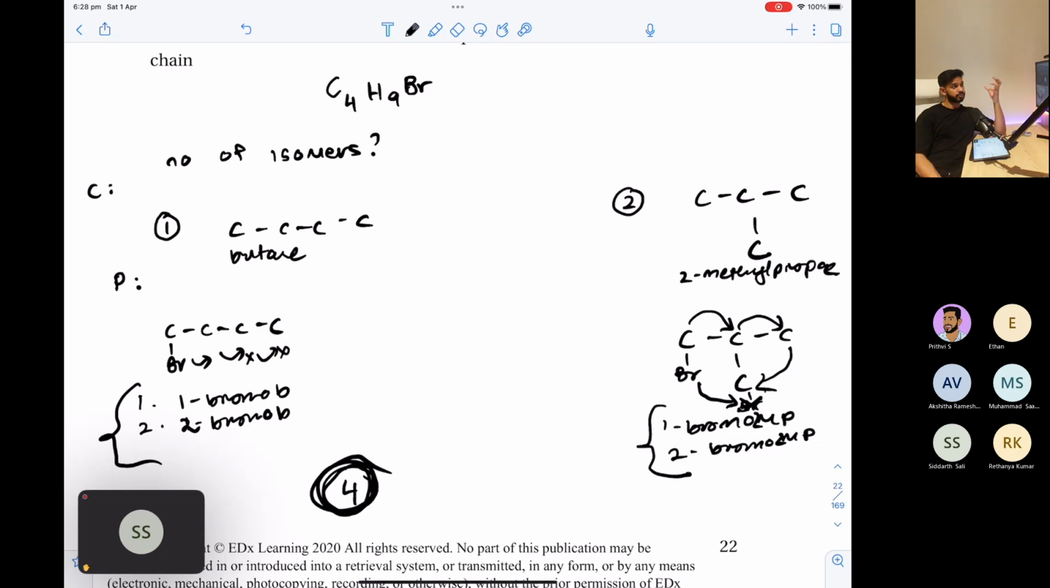So whenever a question just asks you for the number of isomers, what they're actually asking is the number of positional isomers combined for all the different chain isomers. That's what number of isomers means. If they're asking for chain isomers specifically or positional isomers specifically, they will mention it. Okay? Very good. Actually, is this what you got?